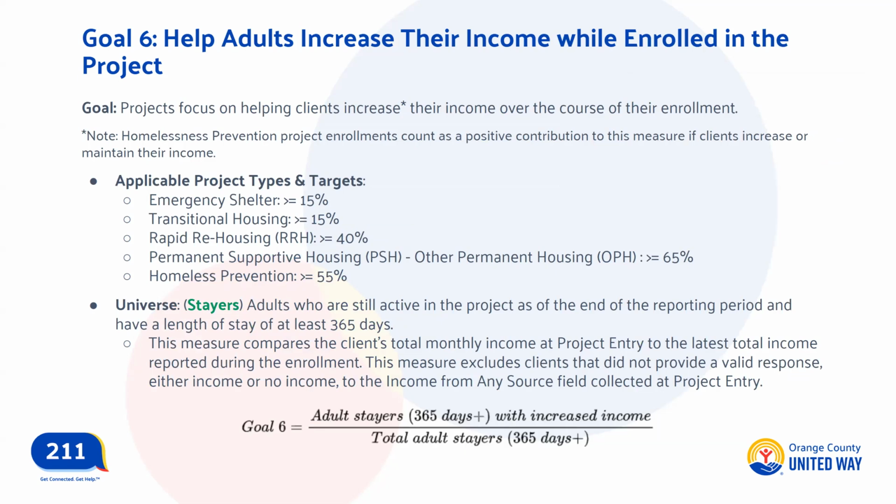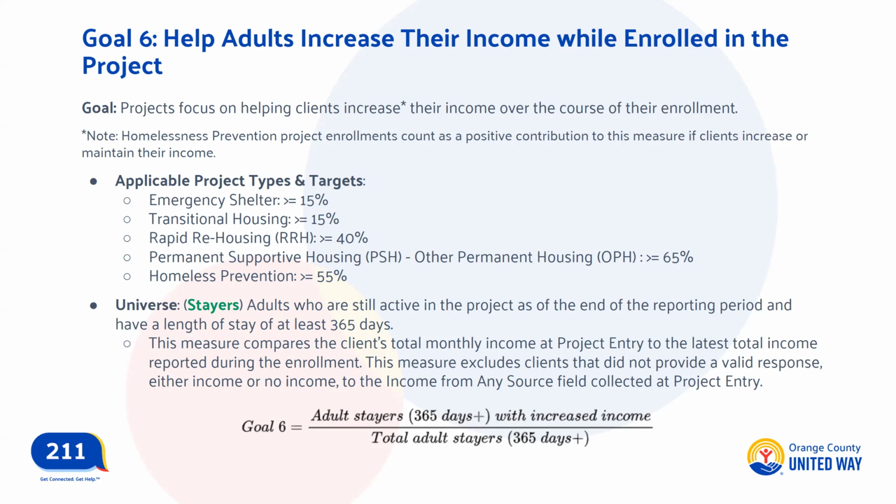Okay, thank you, Elizabeth. We'll now go over goal 6, which is to help adults increase their income while enrolled in the project. Again, this goal focuses on helping clients increase their income over the course of their enrollment. A quick note here that for homelessness prevention project enrollments, it counts as a positive contribution to this measure if clients increase or maintain their income.